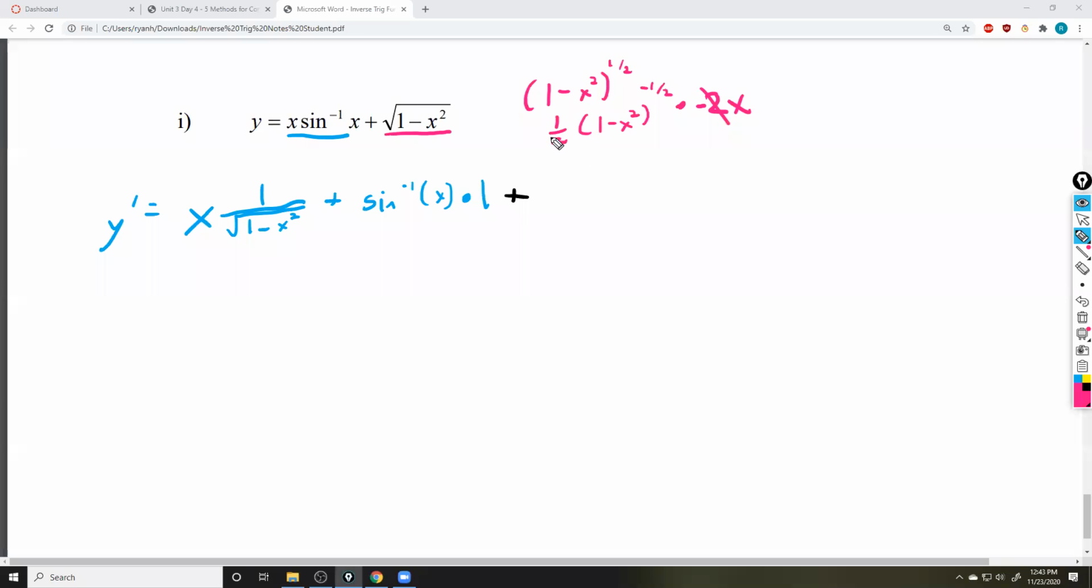This 2 on top here is going to cancel with this 2 on the bottom here. And so when we rewrite it, we're going to have an x on top. And we're also going to have a negative from right here. So we have a negative x on top. And then over, on the bottom, we're going to have the square root of 1 minus x squared. And hopefully some of you can see what's about to happen. X on top here.